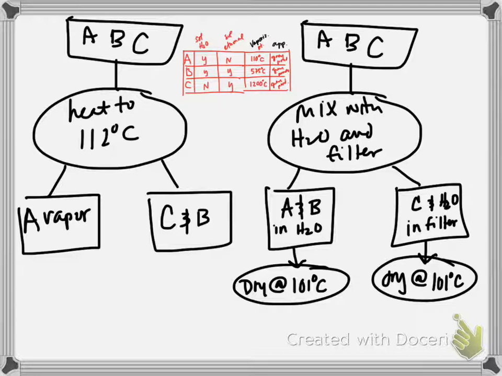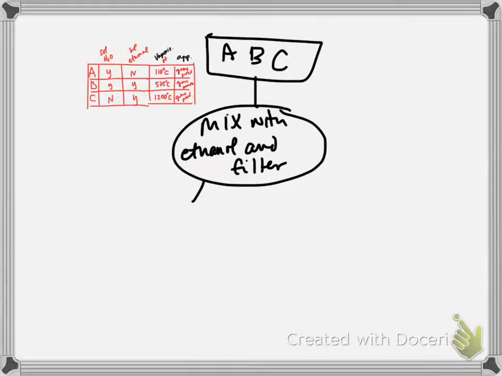Okay, so ethanol? Ethanol is the alcohol that humans consume. Ethanol is also the alcohol that is brewed from corn and added to most fuels at 15% by mass. So what if we mix this with ethanol and filtered it? Does that change what we get out? Of course it does, or I wouldn't be having this conversation.